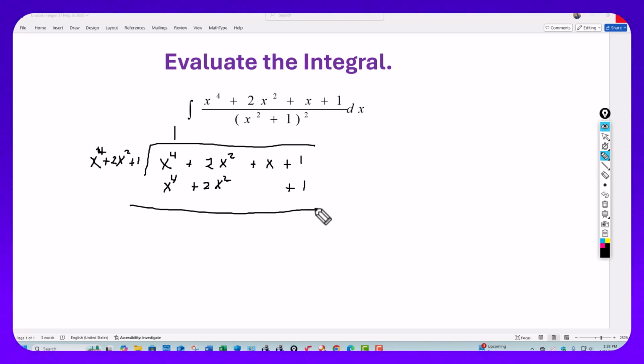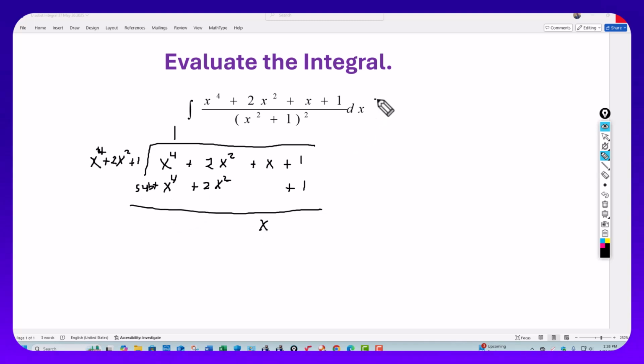And then we subtract here. X to the fourth minus x to the fourth cancels. 2x squared minus 2x squared cancels. X minus 0 will give me x here. And then 1 minus 1 will be 0. So the degree of the remainder is less than the degree of the divisor, so I have to stop right there.